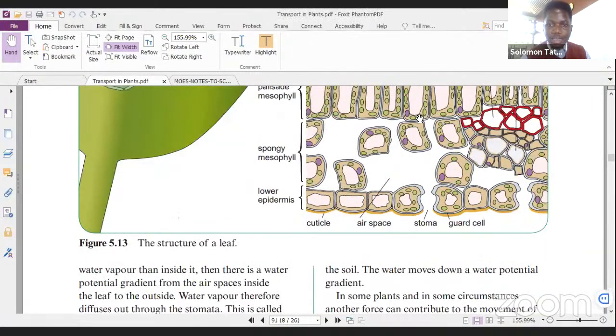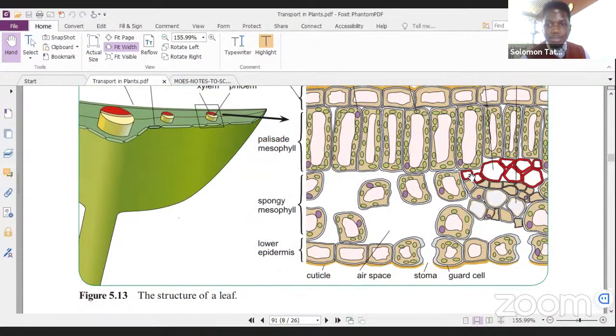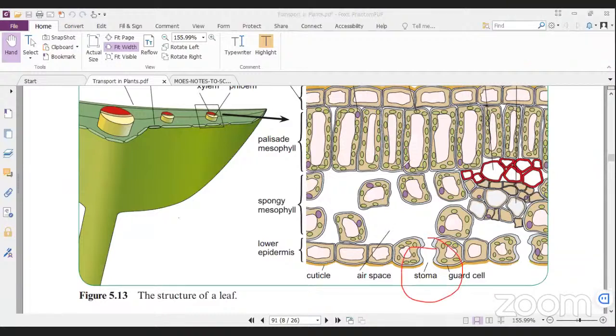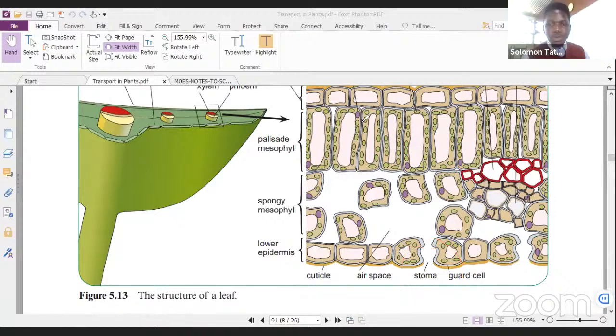We have seen this structure before of the leaf, where we have the palisade mesophyll, spongy mesophyll, and lower epidermis. What I want you to pick up here is the stoma. Okay, the stoma is key here because we're going to look at its opening and closure very soon. So the location of the stoma is on the lower epidermis for a reason. Who can give us that reason? Why are there more stomata on the lower epidermis than the upper epidermis?